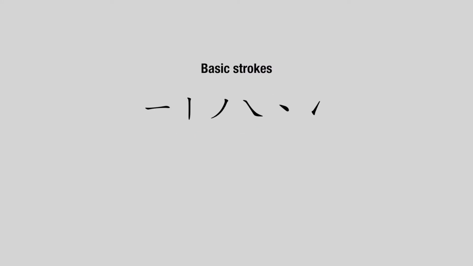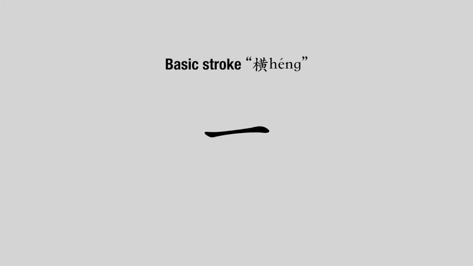There is a new basic stroke in this character, which is 提. In lesson 2, I mentioned that there are 6 basic strokes in Chinese characters. We have learned 5 of them, which are 横, 竖, 撇, 捺, 点. 提 is the last one, and it needs to be written from the bottom left to the top right.